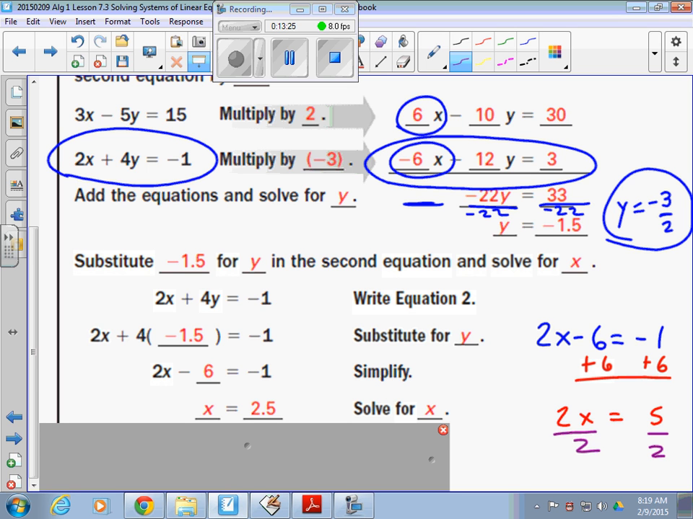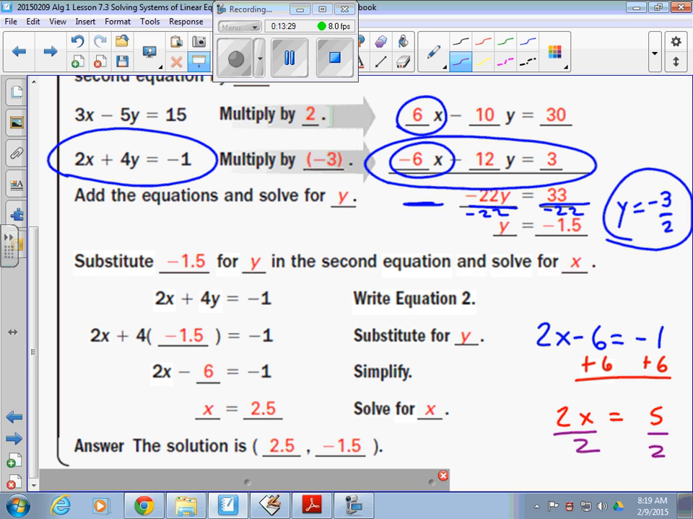Now you have a value for y and a value for x. Y's value is negative 1.5. X's value is 2.5. X comma y: 2.5, negative 1.5. Remember to write it that way. Don't do all of that work and then write your x and your y in the wrong spot. Make sure you write them as x comma y. So look for the easier one out of your x's or your y's to eliminate, and then multiply one or both equations by something in order to do that.